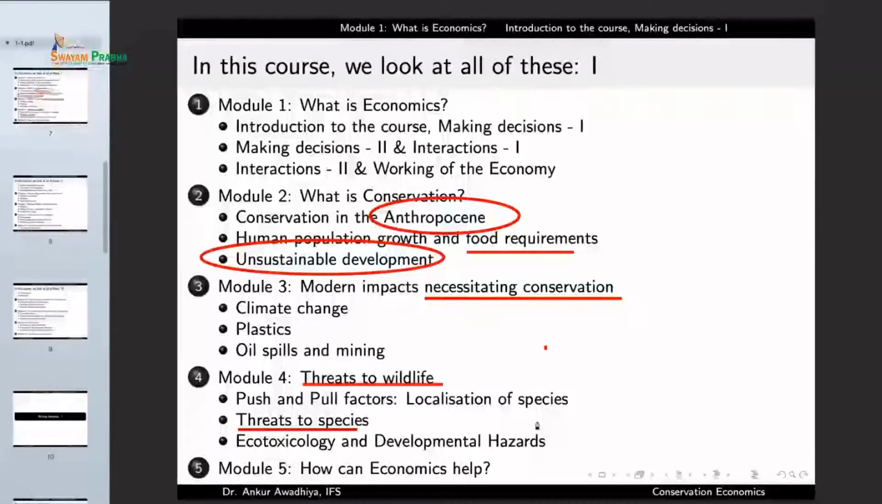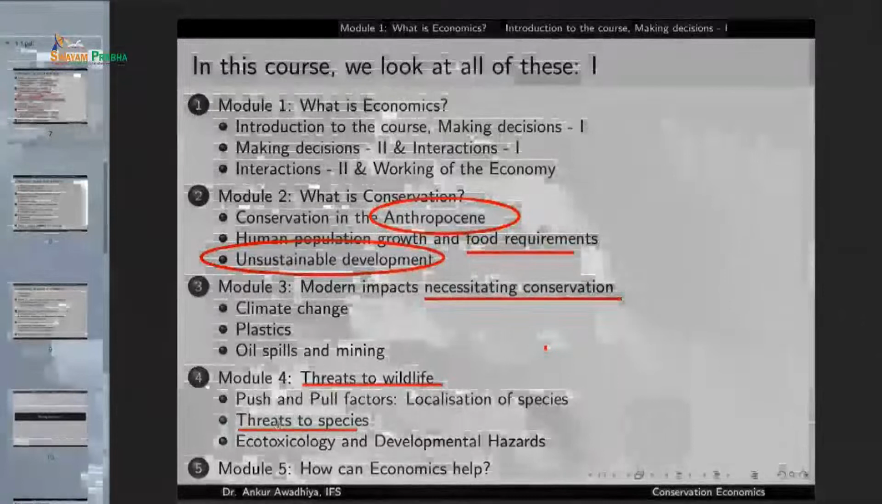Now, if you have a situation in which the organism is finding that everywhere it is getting pushed and there is nowhere to live, then the species will move towards extinction. So push and pull factors are those factors that help us understand the threats to the species, and understanding these threats is important when we want to conserve these species.